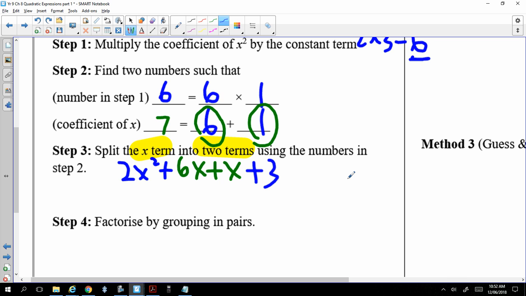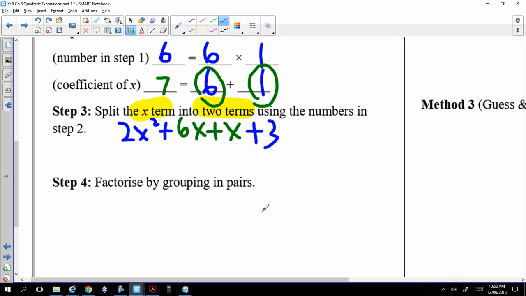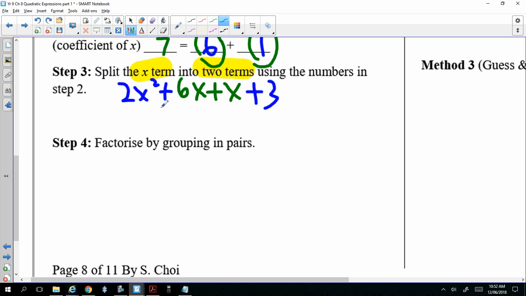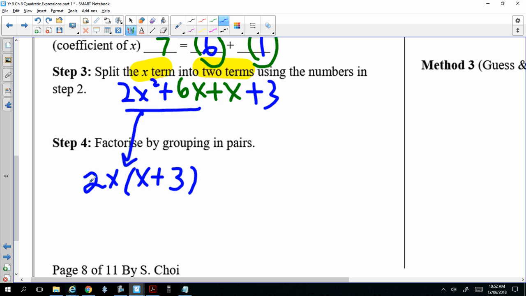The next step is to factorize by grouping in pairs. Remember with 4 terms we learned how to group in pairs? Now, what's the common factor between the first 2 terms? Not just x, it's 2x. So you go 2x, bracket, and inside the bracket goes x plus 3, because 2 times 3 is 6. How about the second pair? There's nothing in common, so you put a 1. x plus 3.